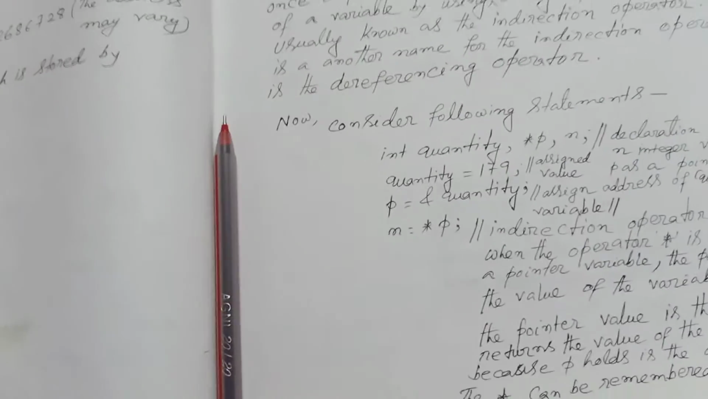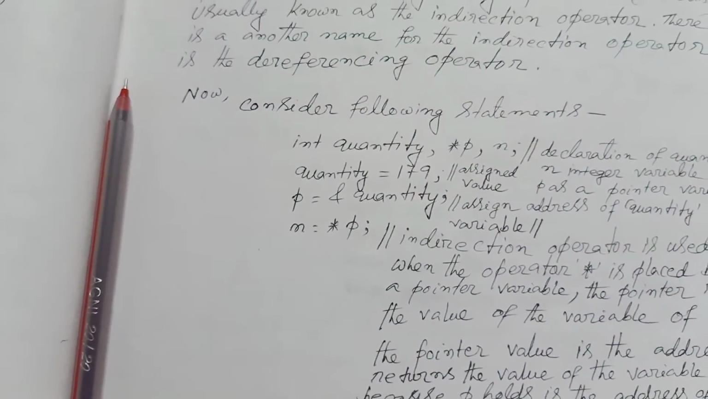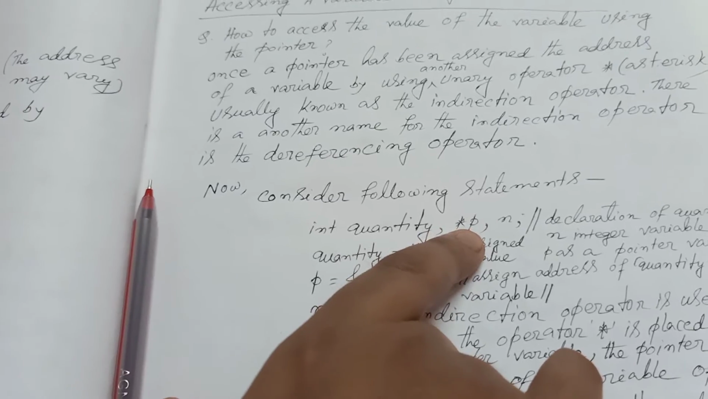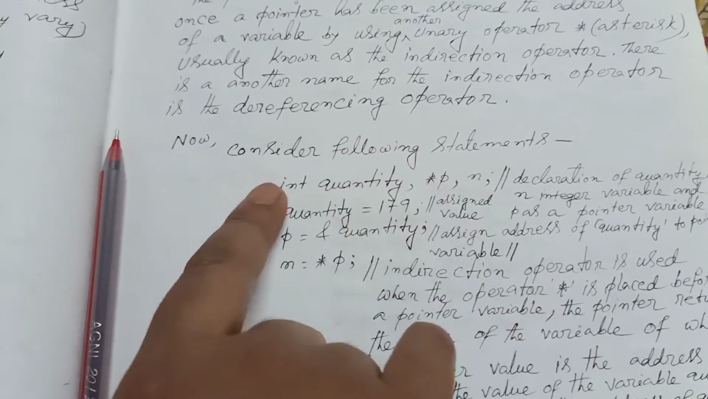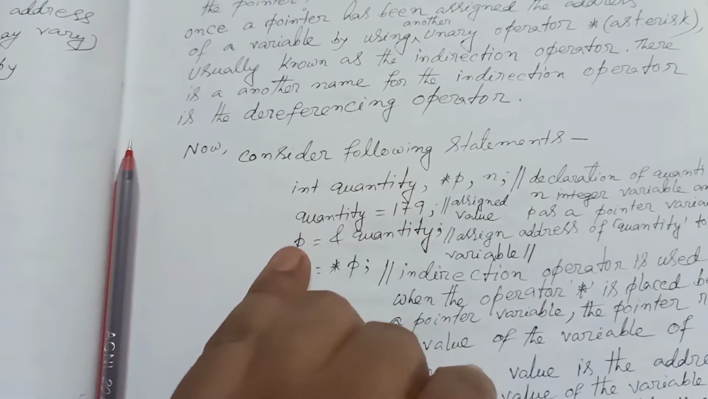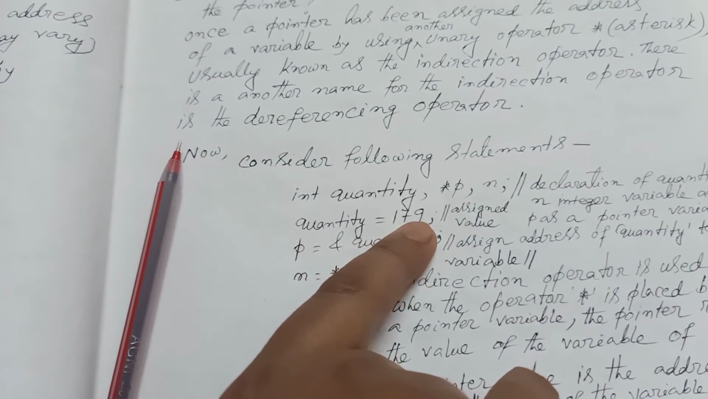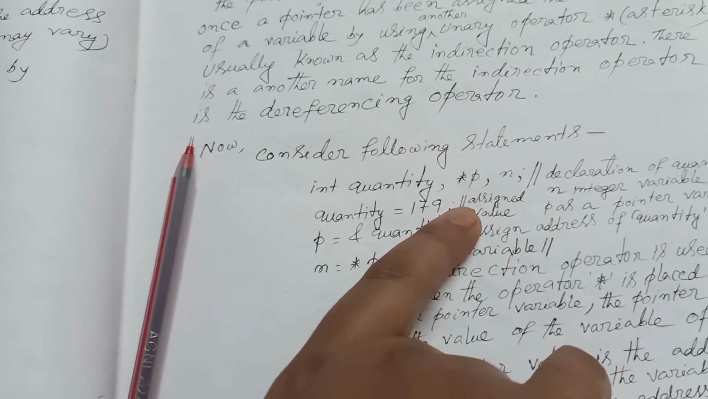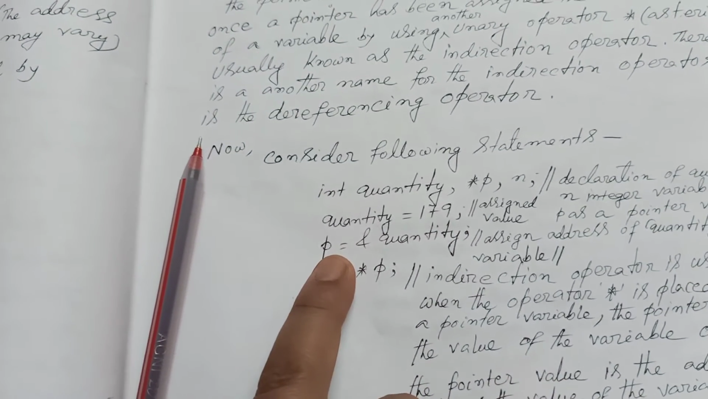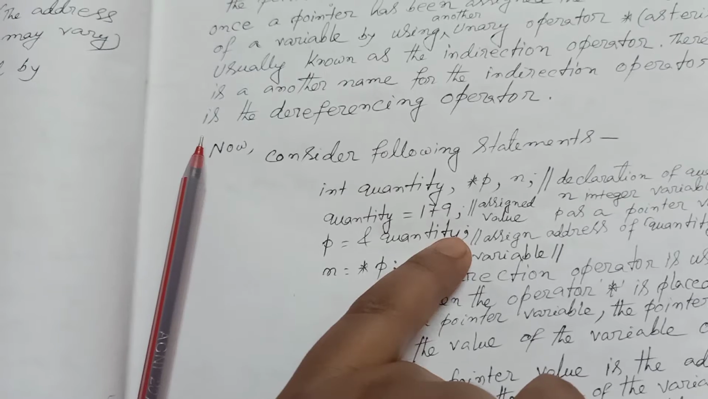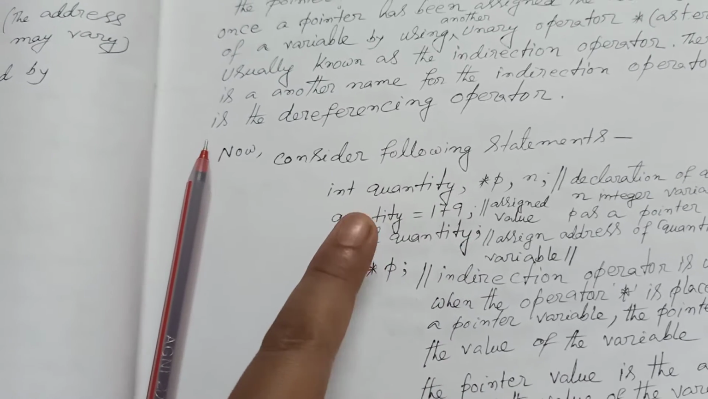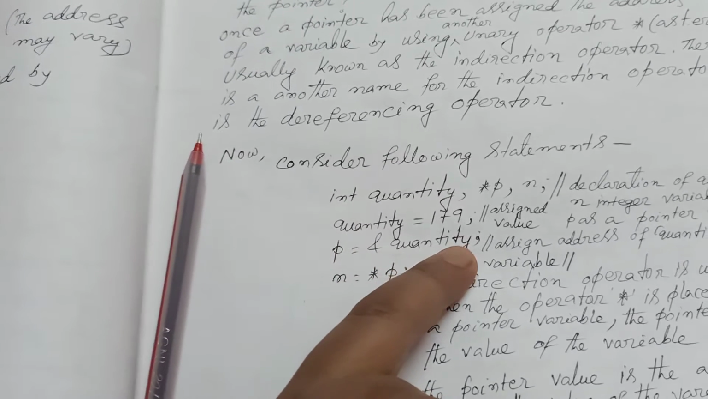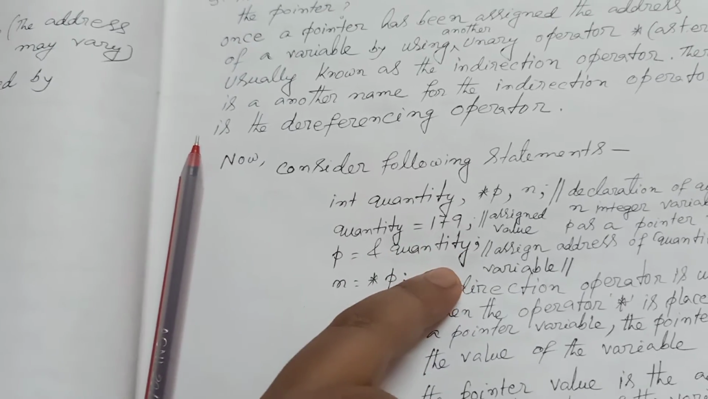Now consider the following statements. int quantity, and pointer variable p and n; this is the declaration part. Now quantity equal to 179, that means quantity takes the value 179. Now p equal to ampersand quantity. That means p is the pointer variable we declared, and now p contains the address of quantity.